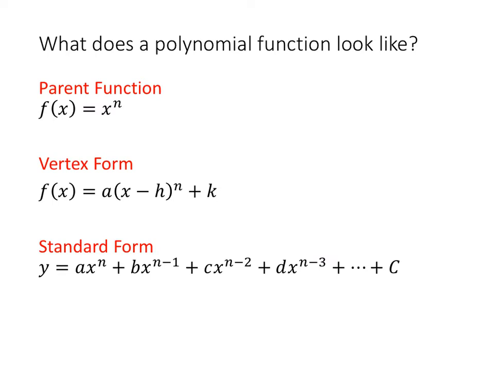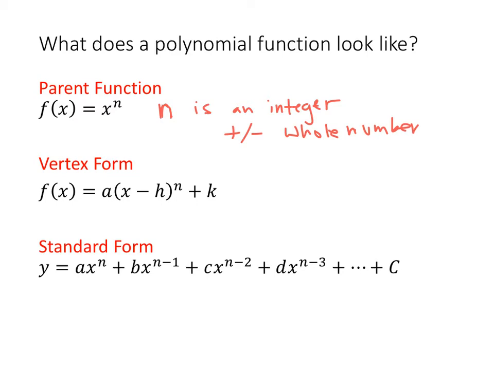So we have our three different forms. The first form is our parent function, in which we have f of x equals x to the power of n. Now, one thing that we have to look at is that n needs to be what we call an integer. Now, if you remember any of your number system, an integer is a positive or negative whole number. And so as long as it's one of those values, we're going to be in good shape to create what we call our polynomial functions.